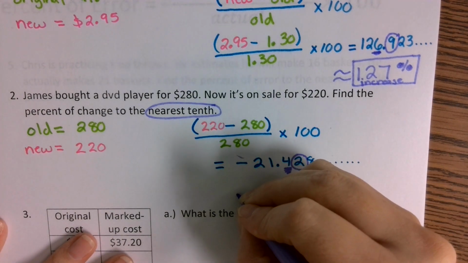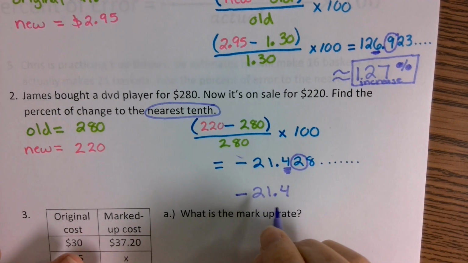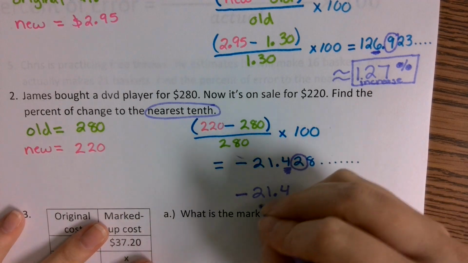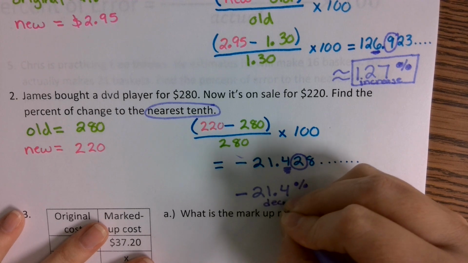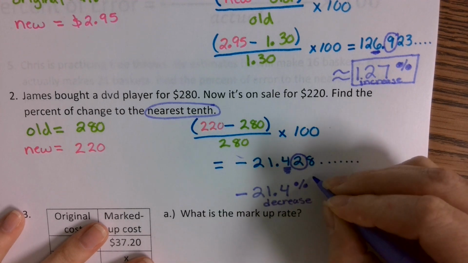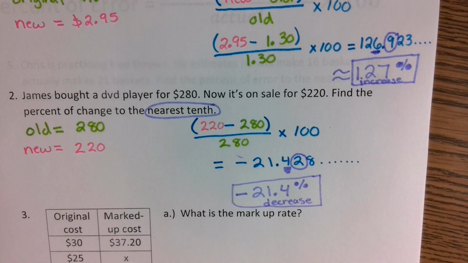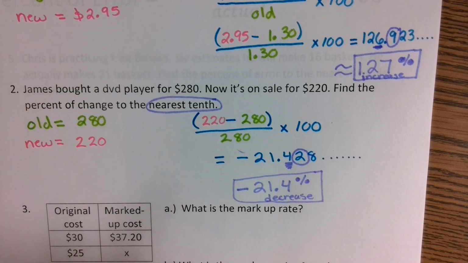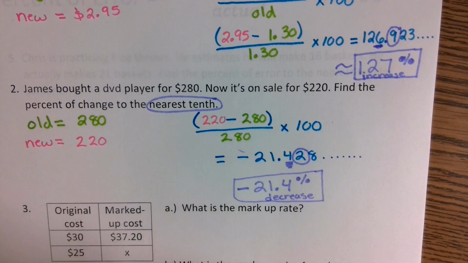So our answer is a negative 21.4. Now it was a negative, so what does that mean? Increase or decrease? Decrease. Negative is decrease. So we're going to put negative 21.4% and then decrease. You just got to remember your order of subtraction. You know, what belongs where, which one's going to go on the bottom value. The old is always going to be what you're dividing by.